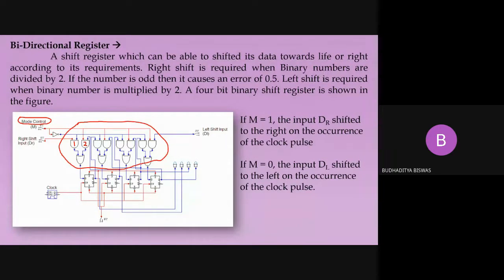This one is controlled by the left shift, and this particular input is actually connected to this. So in this way, sometimes the data will be shifted towards the left, sometimes the data will be shifted towards the right. And this is called the bidirectional register.